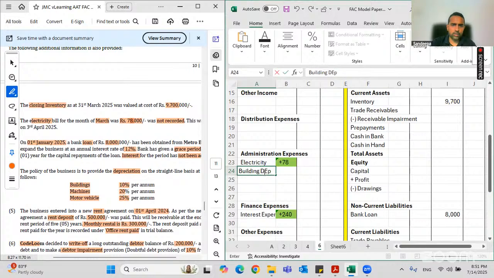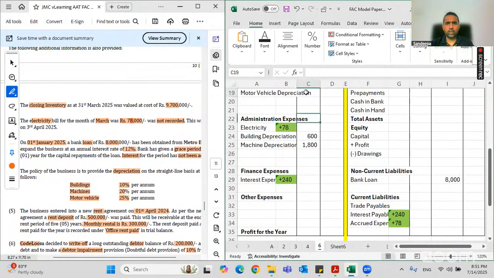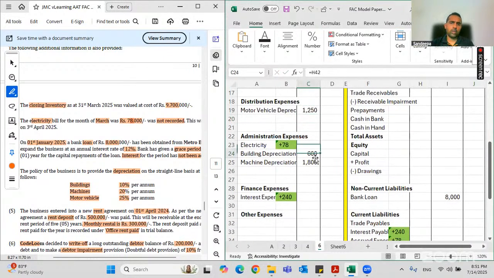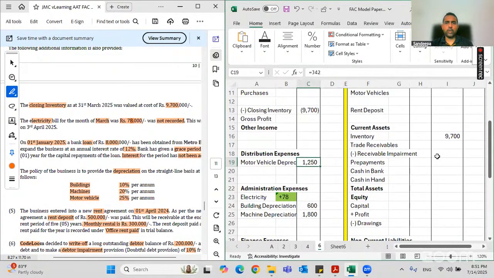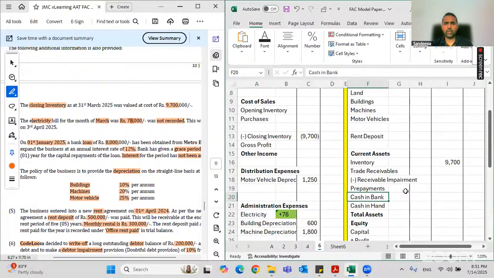Building depreciation, machine depreciation, and motor vehicle depreciation. Right, building depreciation is 600, machine depreciation is 1,008, motor vehicle depreciation is 1,250. So I have debited the depreciation expense. Debited to building depreciation, debited to machine, debited to motor vehicle. Okay, you have debited the depreciation. Right? And I have to credit the depreciation to the accumulated depreciation.